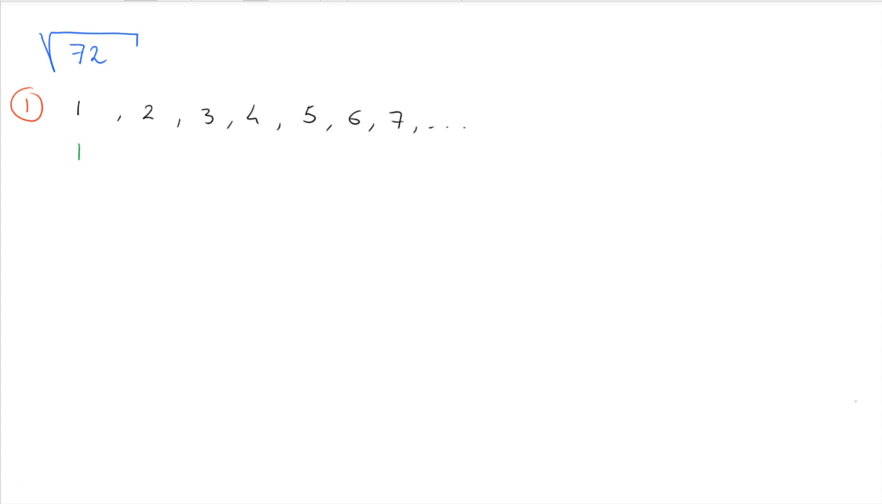So 1 squared is 1, 2 squared is 2 times 2, that's 4, 3 squared is 9, 4 squared is 16, 5 squared is 25, 6 squared is 36, 7 squared is 49, and so on and so forth. Now, our second step, step 2, is to find the largest factor of 72 we can find in this list of square numbers written in green.